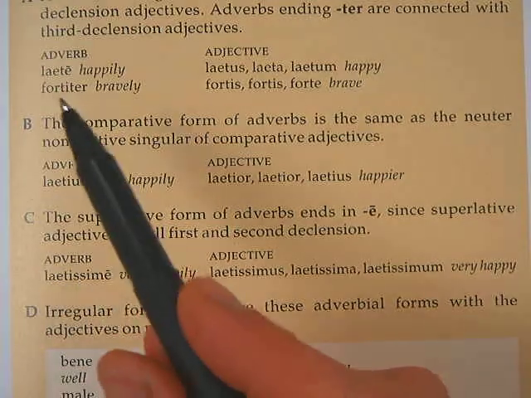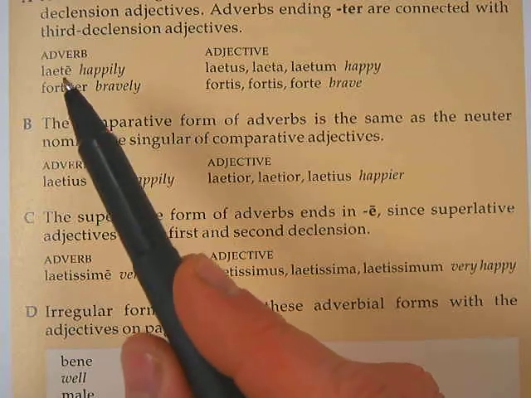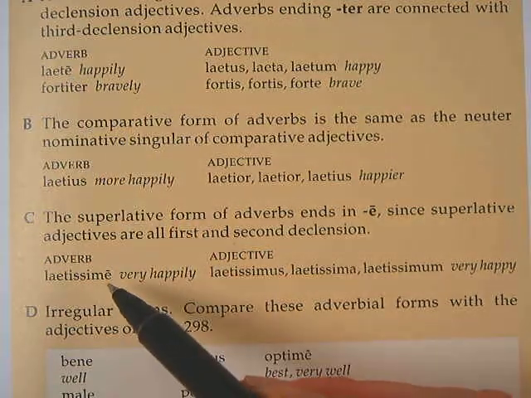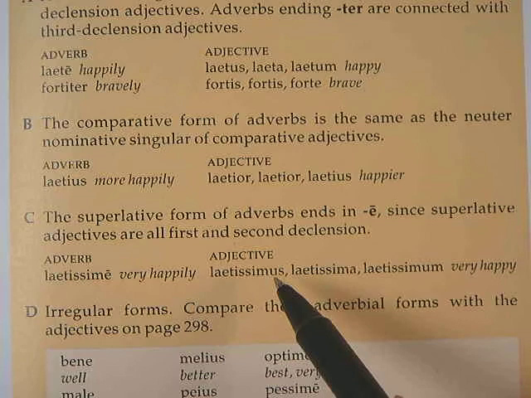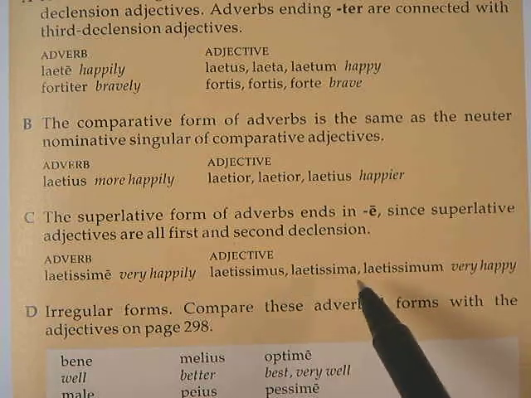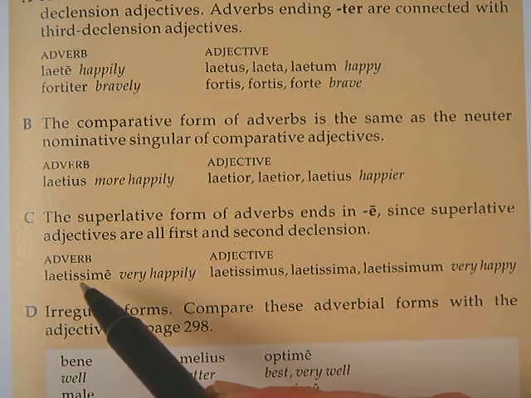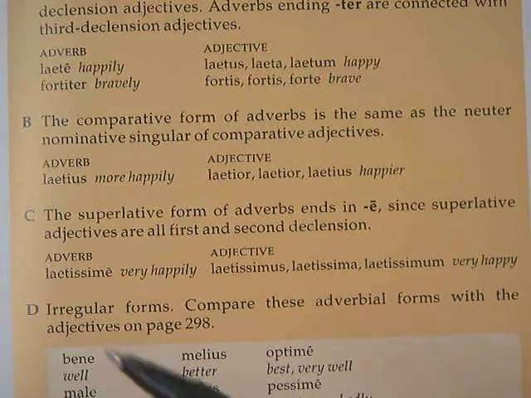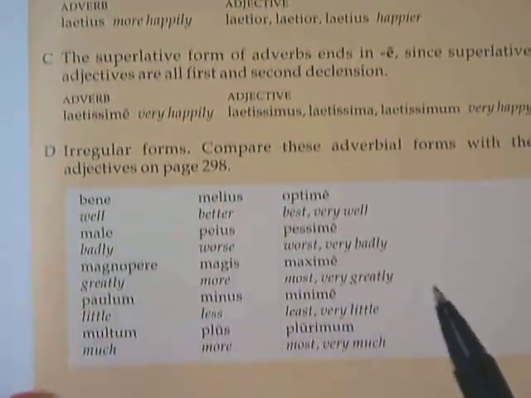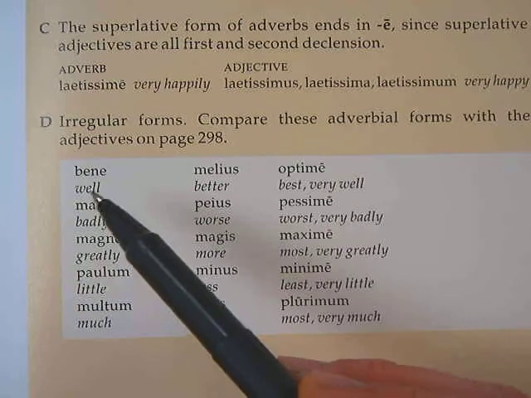And then the superlative form, if you say really, very happily, it's laetissime. And it's just the same as how it'd be laete. That us gets replaced with an e. Laetissime. And it's the superlative. Here's the adjective, laetissimus. There's the adverb, laetissime, very happily.